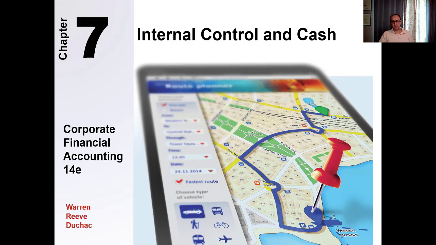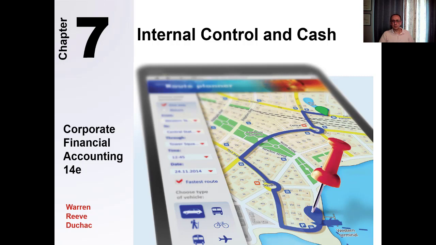In today's video, I'm going to be covering Chapter 7, which is about internal control and cash. In this chapter, we're going to be talking about internal control, which is a little bit conceptual. So we'll be talking more about the different elements of internal control and what we mean by internal control, and how to maintain an effective internal control system in any business.